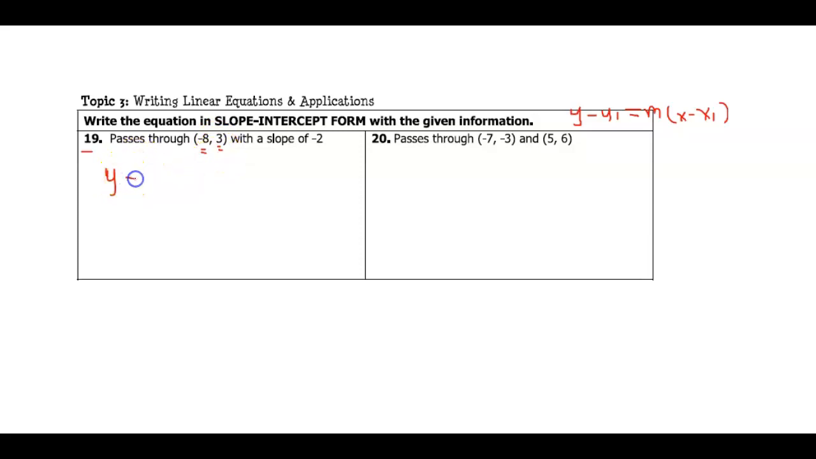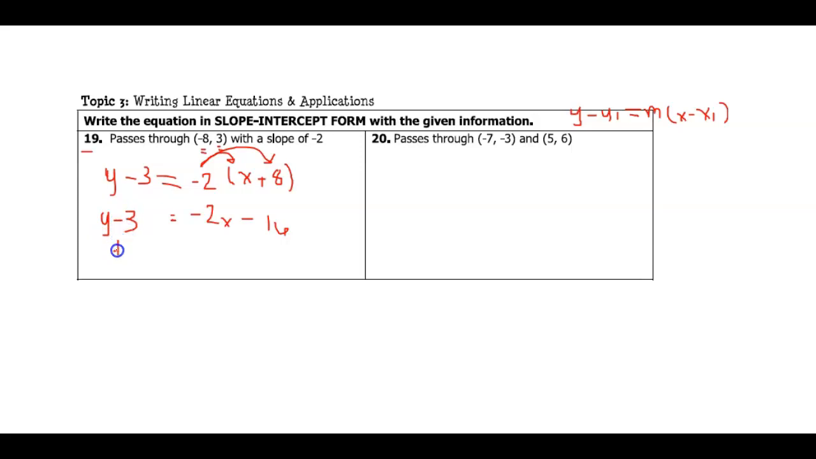So I would have y minus 3 is equal to my slope, which is negative 2 times x plus 8. Now they said they want this in slope-intercept form, so I simply distribute and isolate y by itself. Slope-intercept form, remember, is y equals mx plus b. So I'm going to distribute my slope in. I would have a negative 2x minus 16, and it's equal to y minus 3.